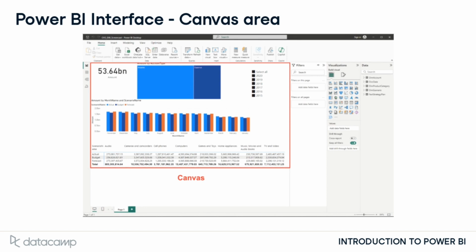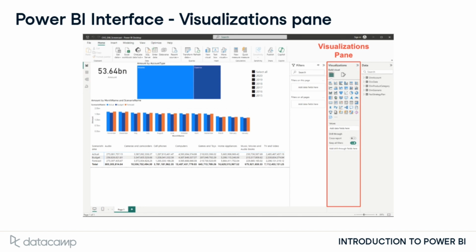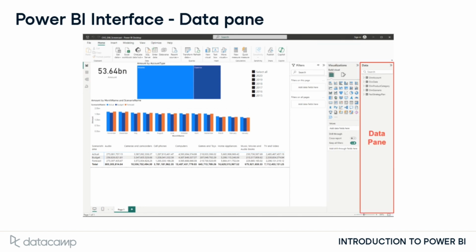The canvas area in the middle of the report view is where visualizations are created and arranged. In the Filters pane, you can filter data visualizations. In the Visualizations pane, you can add, change, or customize visualizations. Finally, the Data pane shows the available fields. You can drag these fields onto the canvas, the Filters pane, or the Visualizations pane to create or modify visualizations.